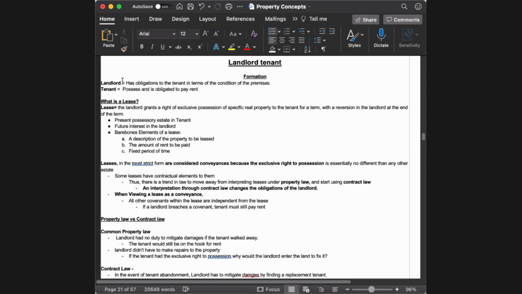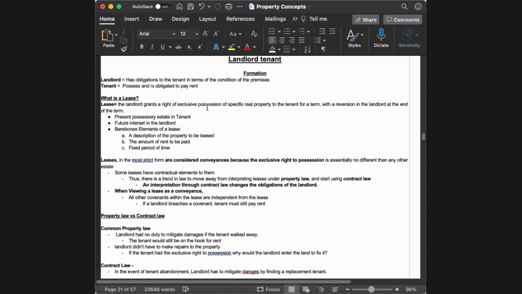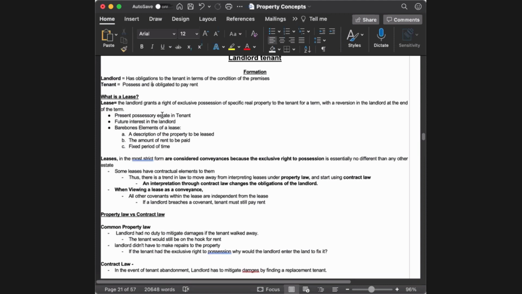You have formation. These are just basic definitions for the landlord, obviously, and the tenant. This is one of those areas of property law where property law weighs heavily with contract law, but also has its own kind of spin to it. So if you have an understanding of basic contract law, which I know all of you do because you have been paying attention in your contracts classes, this is going to be similar, with just maybe a couple different nuances than you're used to.